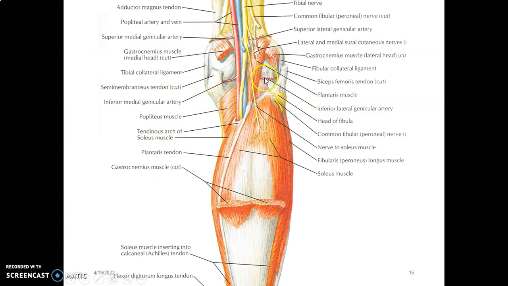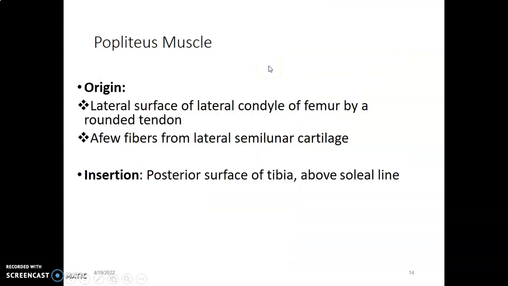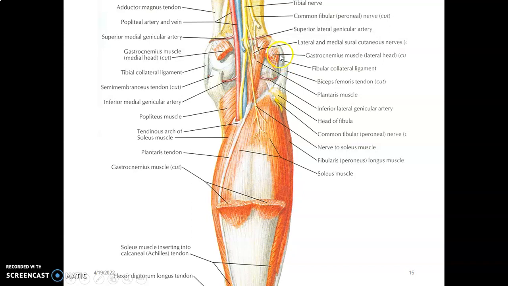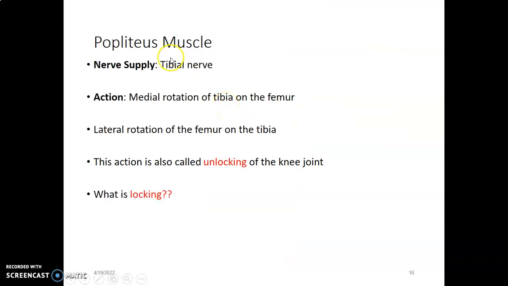So this is your popliteus muscle from the lateral surface of the lateral condyle of femur. Then it comes to insert on the posterior surface of the tibia above the soleal line. Your soleal line is somewhere here. So this is your muscle popliteus. It's usually innervated by tibial nerve and causes medial rotation of the tibia on the femur.